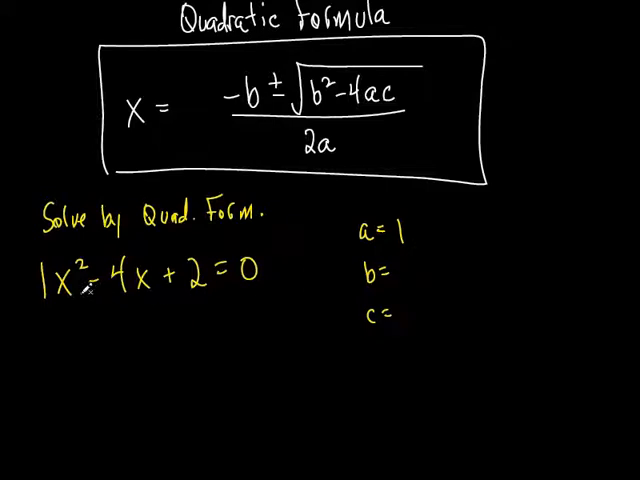Negative 4. Very good. It's negative 4. It's not just a 4, is it? Always take that sign in front of it. It's a negative 4. So the b is negative 4. What is the c? It's a 2.